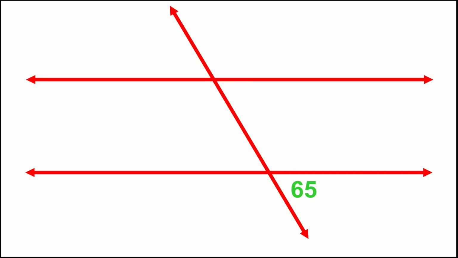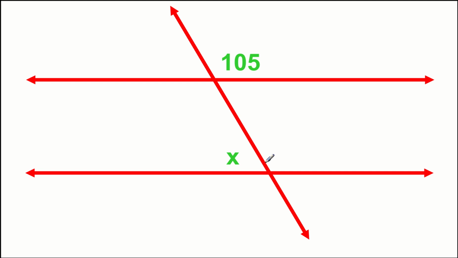Now, what it's going to do, though, is it's not going to ask us for all 7 of the missing ones. It's going to ask us for one specific one. So go ahead and give this a try. Find the value of x.